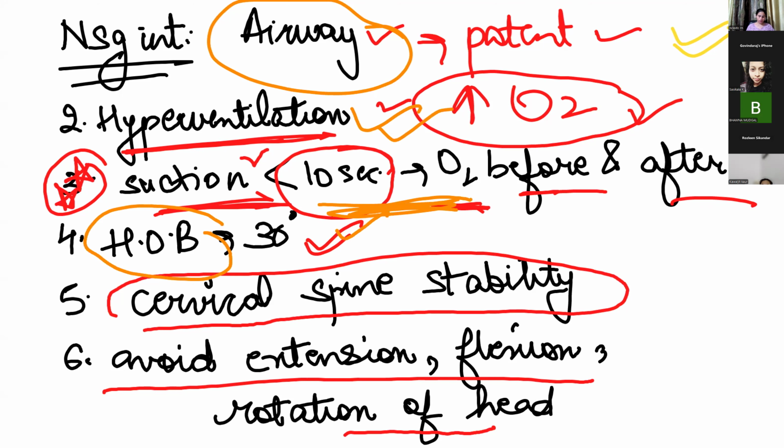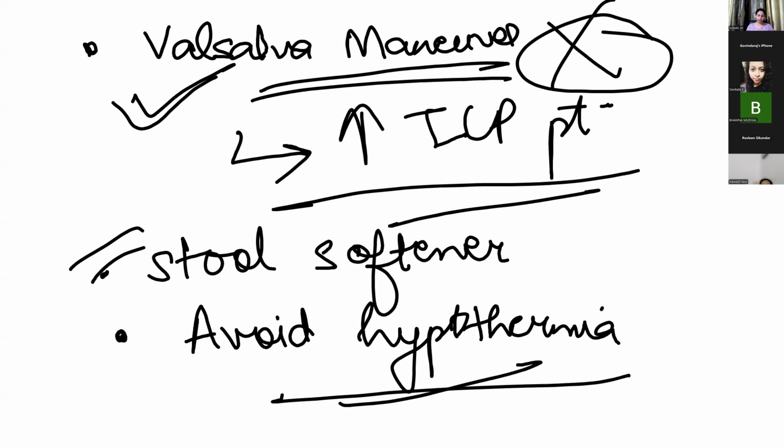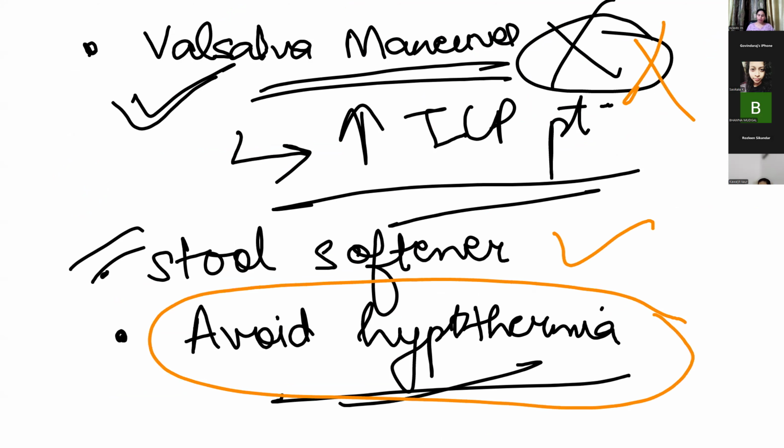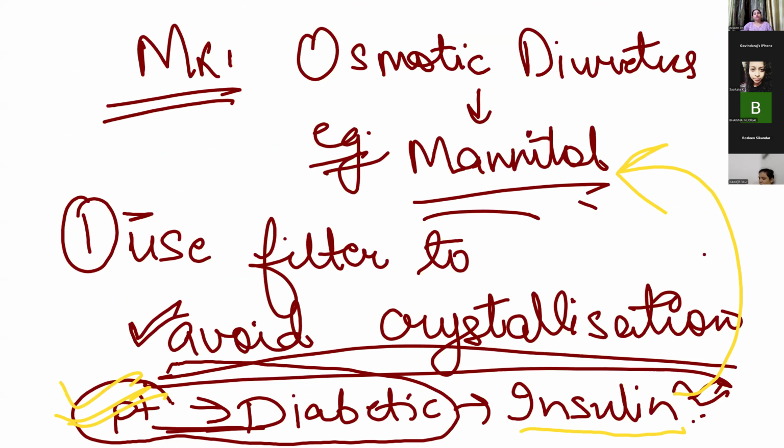You won't be giving Valsalva maneuvers. You will give a stool softener, and you will avoid hypothermia. Keep normal temperature. Which osmotic diuretic do you give? Mannitol. And what will you use?